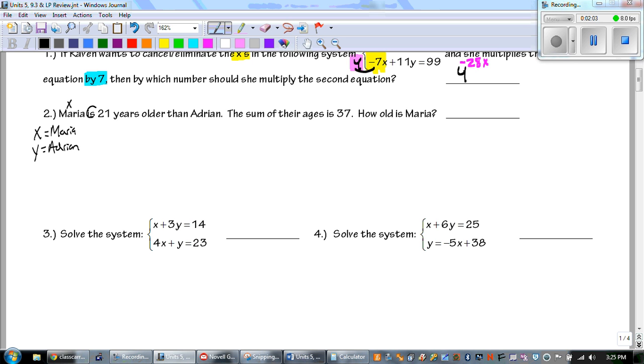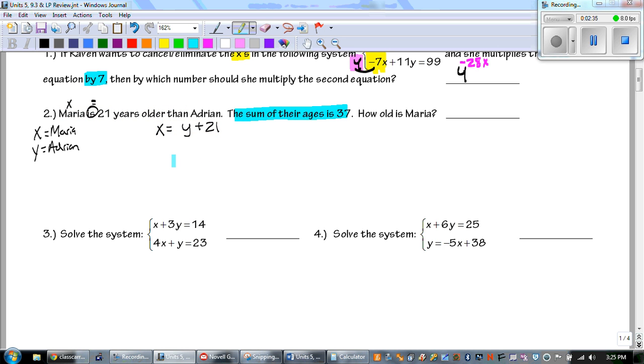So when they're saying Maria is, that's telling me equals. So right now, that first equation, X equals 21 years older than Adrian. So older than, remember more than is when we need to switch. So Maria is 21 years older than Adrian. So Y plus 21. Okay, so that was everything in that first sentence right there was our first equation.